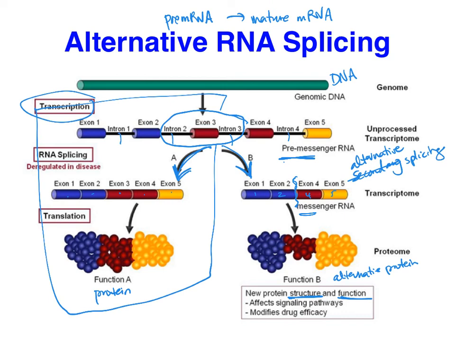In this example, we're looking at something that might be changed during a disease state, where healthy people tend to have protein A, but in the presence of disease, protein B is more likely to be occurring because this alternative splicing form is what's occurring during splicing. So let's look at an example of that.